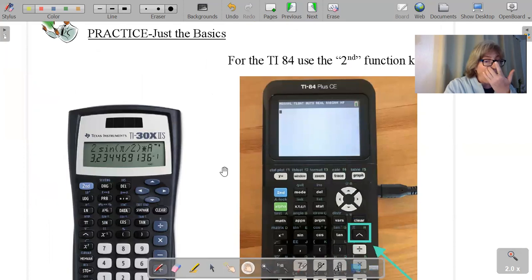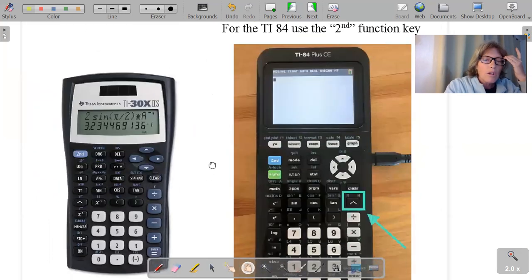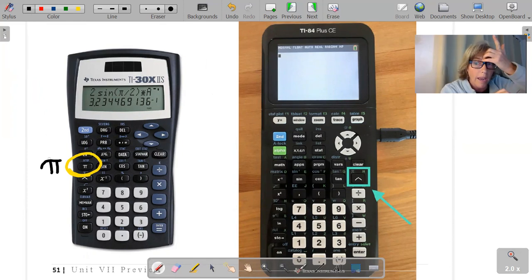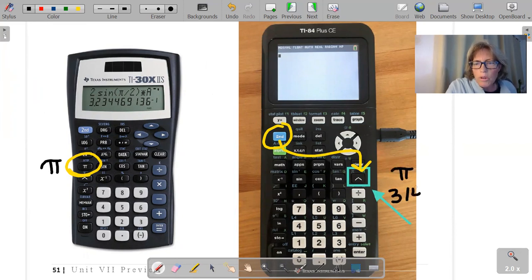I'll show you how to use your calculators. Keep in mind, most calculators do have a pi key. On some calculators, the pi key is visible. So if you have a smaller calculator, that pi key is right there. On the TI-84s, to get to the pi key, you have to hit the shift button and then this button right here. That gets you pi, and it'll give you that big decimal 3.14 and on you go.